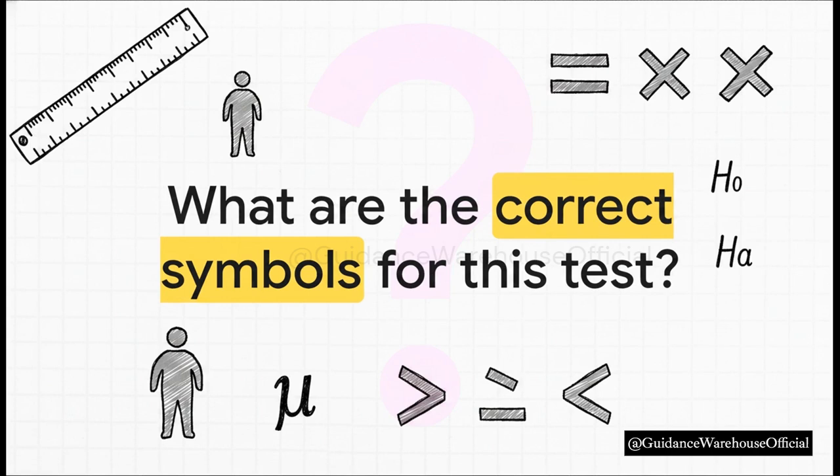Okay, let's test your attention really quick. We want to test whether the mean height of 8th graders is exactly 66 inches. I'll give you a second. Think about where the 66 goes and what symbols do we use for the null and the alternative.